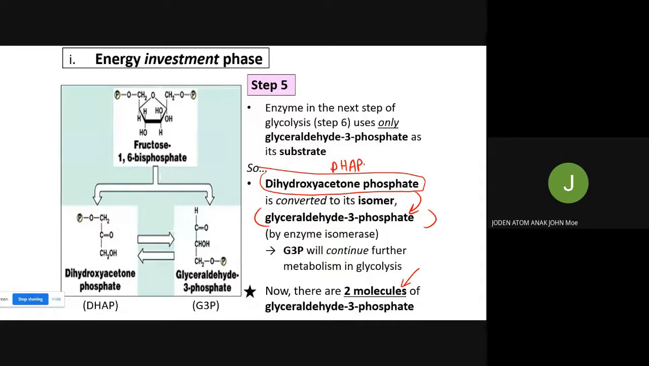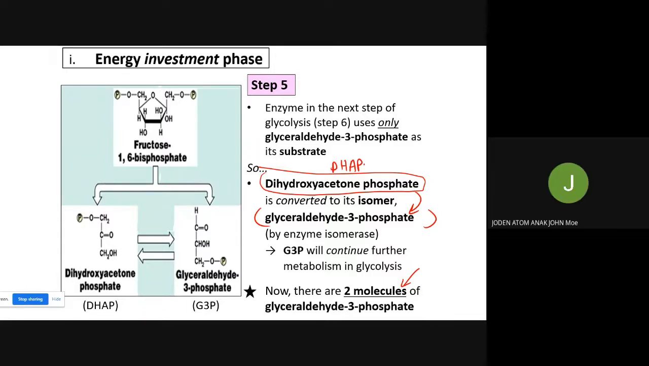Yang step 5 tu, maksudnya DHAP to G3P tu, dia reversible punya proses ke? Hmm, tapi dia, I mean like isomerization ini dia boleh reverse. It means from this, it can change to G3P. G3P pun boleh change to DHAP. But then, of course, we don't reverse it. It's just that from DHAP, dia dah jadi G3P for the next step.